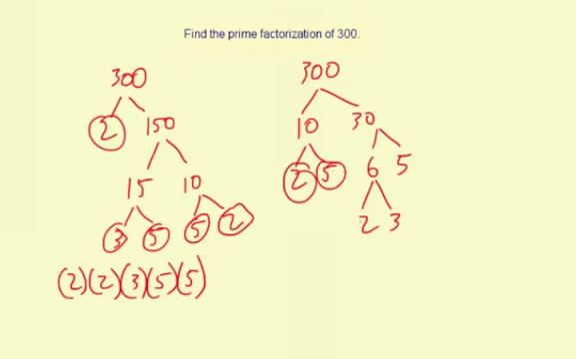2, 5, 2, 3, 5. So I have 2 2s, 1 3, and 2 5s. That's the same thing I got here. Now the reason I did a second tree is it doesn't matter how you start with a factoring. As long as you get the correct factors each time, you'll end up with the same prime factorization no matter what. And that's pretty cool. Let me show you one more method of factorization here.